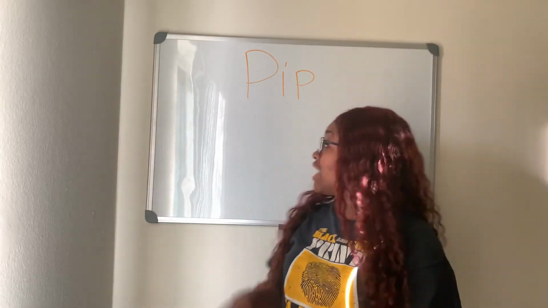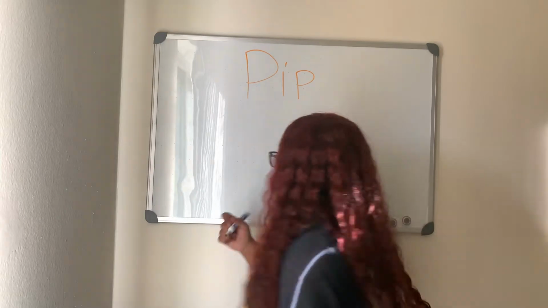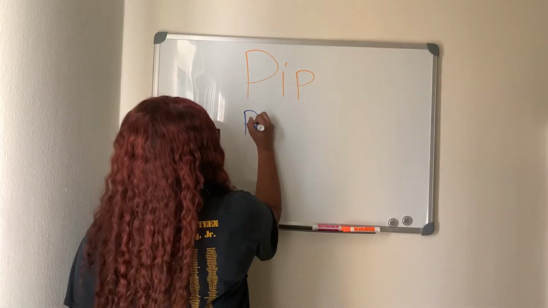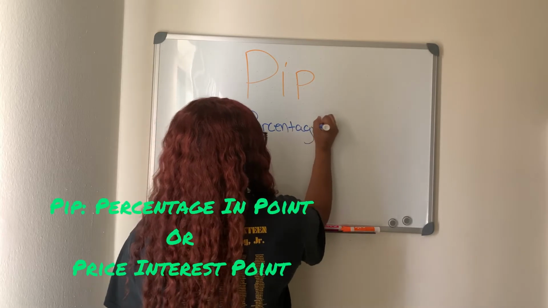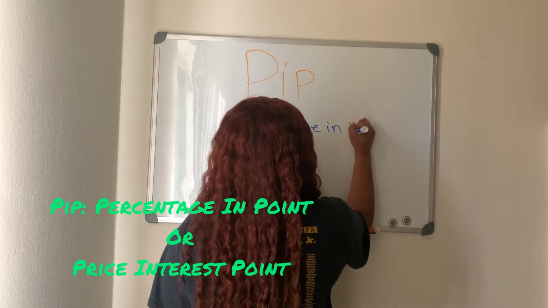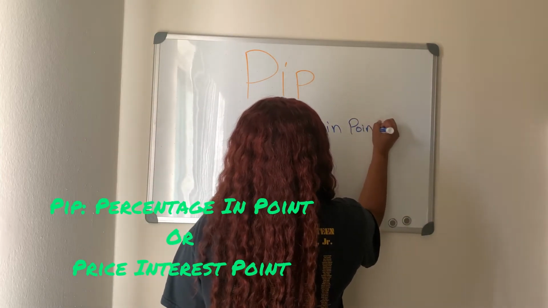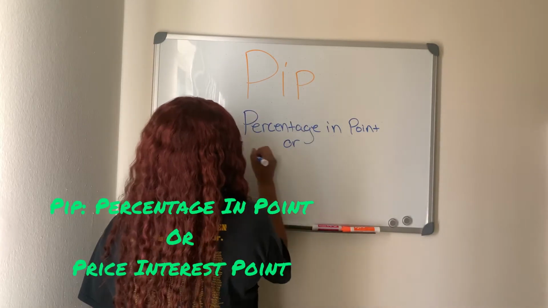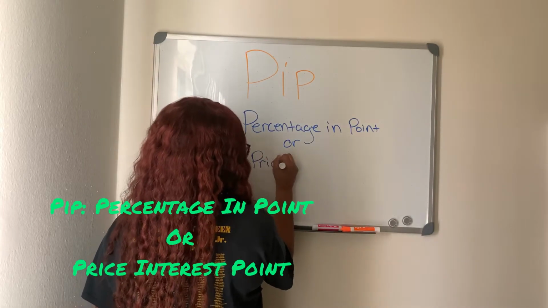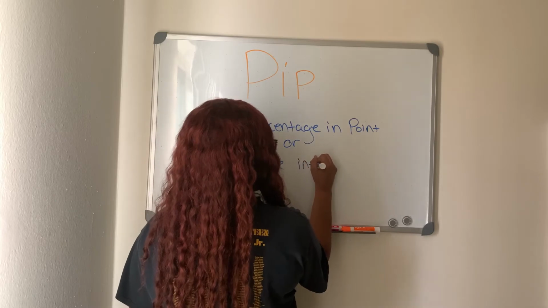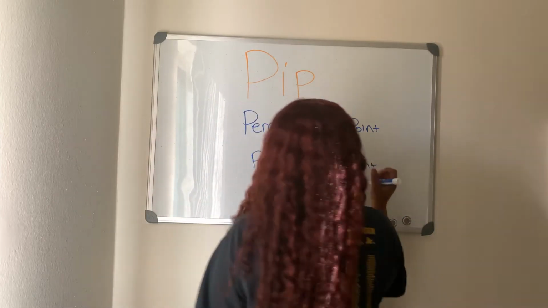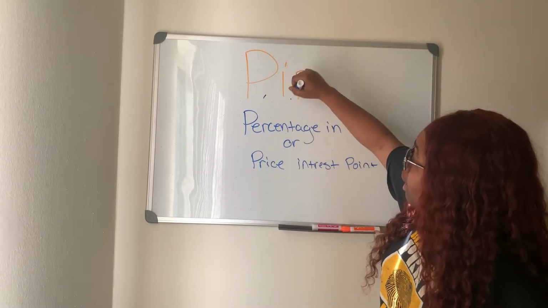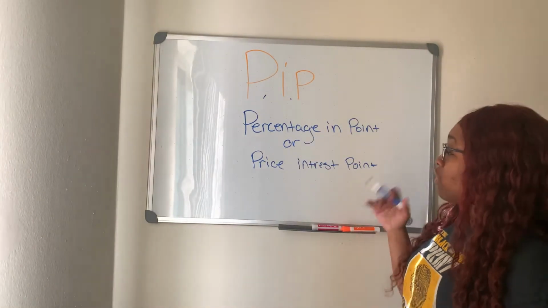First word we're learning today is pip. Now, pip stands for percentage in point, or price interest point. Right? PIP. Percentage in point or price interest point.